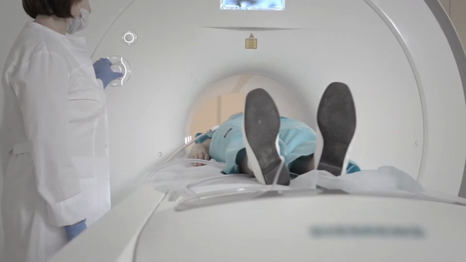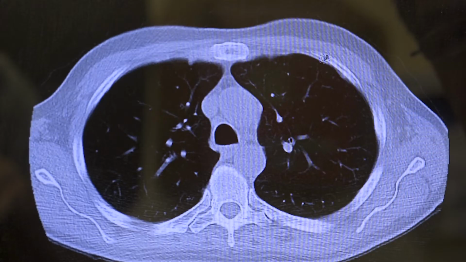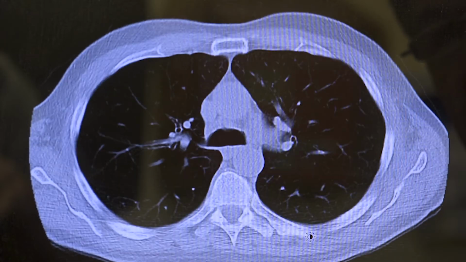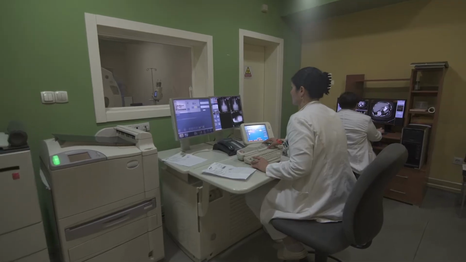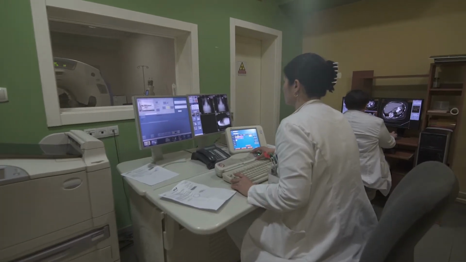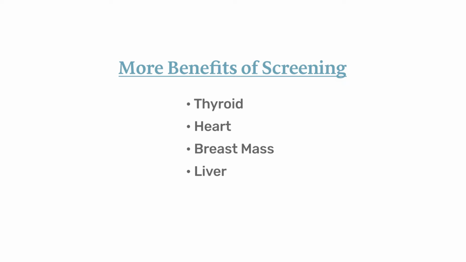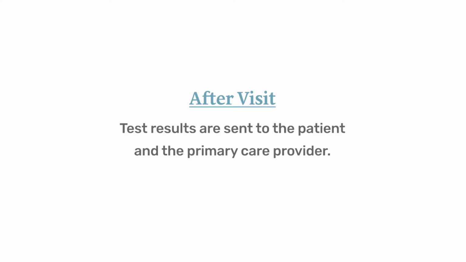One of the other benefits of the screening process is that when we do our CT scans, we sometimes find other issues that need to be addressed, be they with the thyroid, heart, breast masses, or liver. When we find those, we're able to refer the patient either back to their primary care provider or to a specialist to get that addressed in a timely manner. Once the visit's over, copies of the results are sent to the patient and their primary care provider.